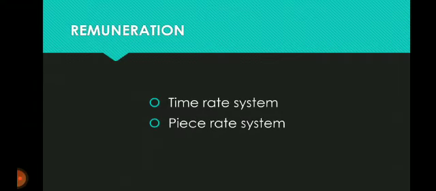Remuneration. Remuneration to employees can be given on the basis of time rate system. Under this method, workers are paid on the basis of hourly, weekly or monthly rate. Next one, piece rate system. The workers are paid on the basis of output produced by them.